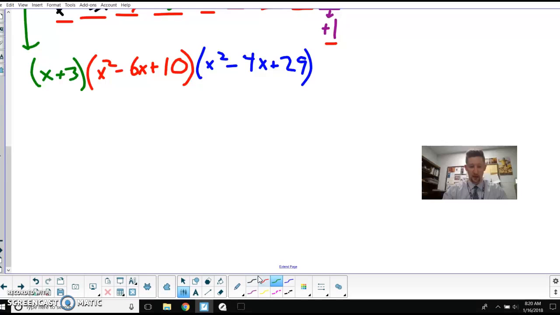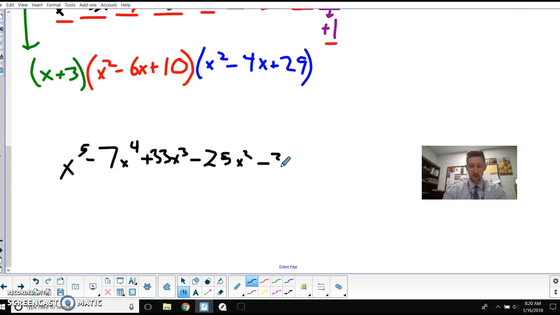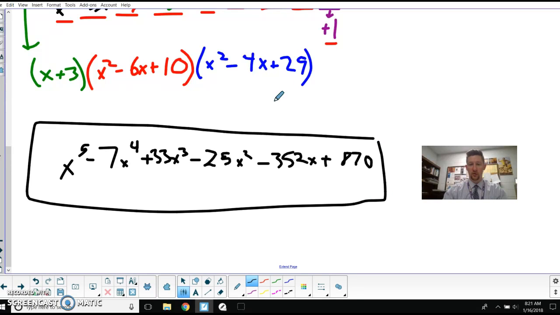So when you're all done, what you want as an answer for this one is going to be x to the 5th minus 7x to the 4th plus 33x cubed minus 25x squared minus 352x plus 870. It's a pretty big number going on here. Okay, so it's a plus. So this is what you should end up with when you're all done foiling that whole thing together.